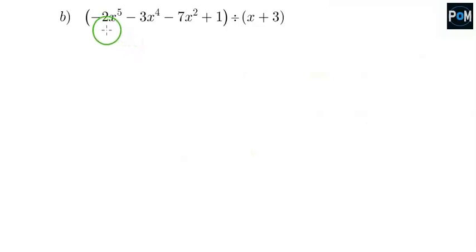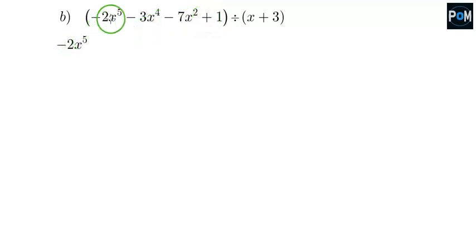In example B, we have a polynomial. We need to divide it by the binomial x plus 3. In this case, we need to notice that we are missing some powers. We have x to the 5th power, which is the highest power, then x to the 4th. The coefficient with x to the 3rd is missing, meaning it's 0 here, and the coefficient with x is also missing. So we need to fill in these coefficients here.